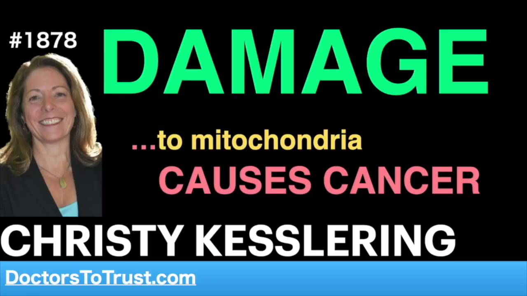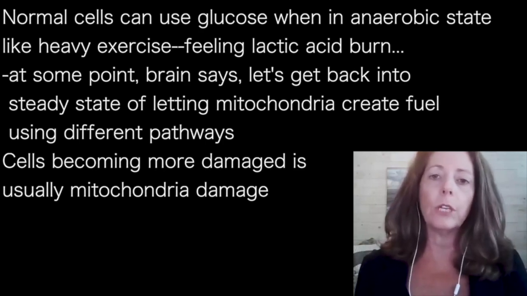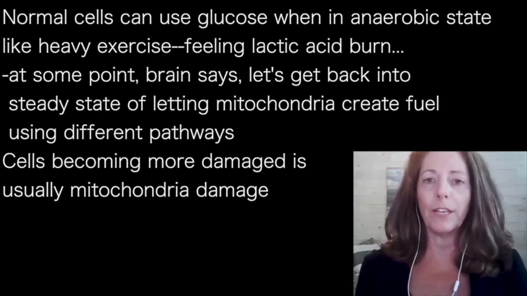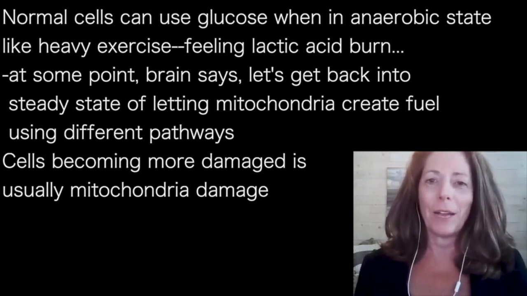Whereas our normal cells can use glucose if we need to. If we're in an anaerobic state, doing a 100-yard dash and sprinting, or doing muscle weight training and that muscle fatigue, we feel that lactic acid burn. We are in an anaerobic state and we're using glucose. But at some point, our brain says, hey, take a break, breathe, let's get oxygen back to the tissues, let's heal, let's get back into our steady state of mostly using our mitochondria to create nice fuel using different pathways.